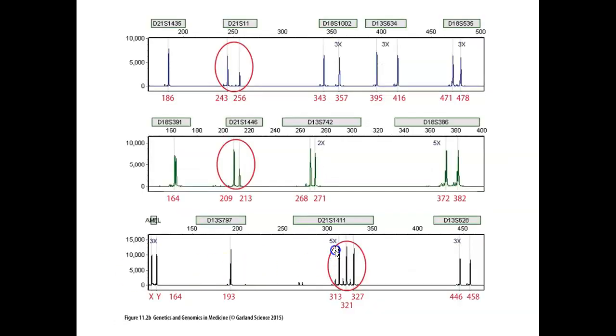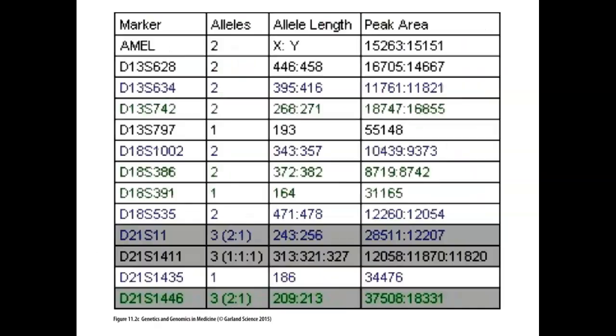The other example would be D21S1411, which is this one, much easier to see because obviously there are 3 peaks, and they're all at a 1-to-1 ratio. So that is how you would determine on an exam the difference between the peak heights and what they mean. You'll have a few questions on that.